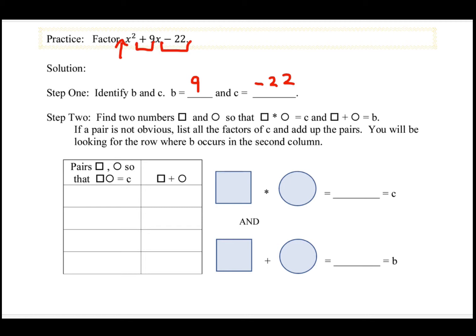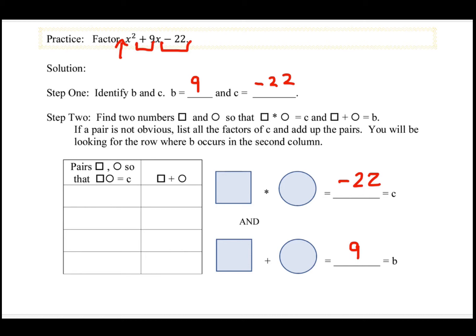So I am looking for a pair of numbers so that when I multiply the pair of numbers, the answer to the multiplication is negative 22. And the answer to the addition is B, which is 9. So sometimes those numbers pop out at you. Sometimes you have to think about it a little bit. Here is a methodical way to do it that you just do. You don't really have to think about it. You don't have to be artistic or tricky or whatever.